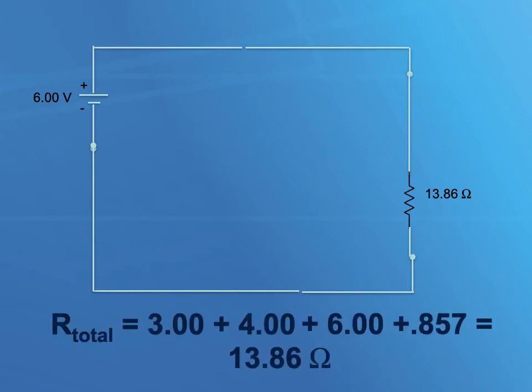Oops, sorry, didn't show you the work. There's the work. 3 plus 4 plus 6 plus 0.857 equals 13.86 ohms.